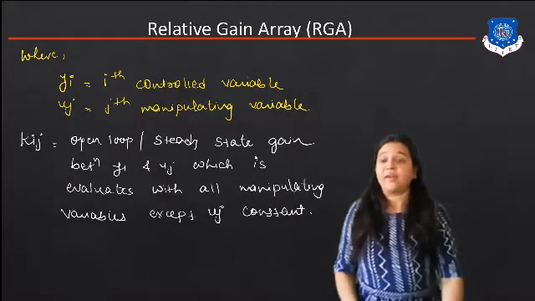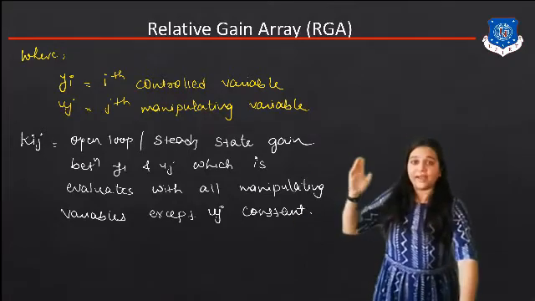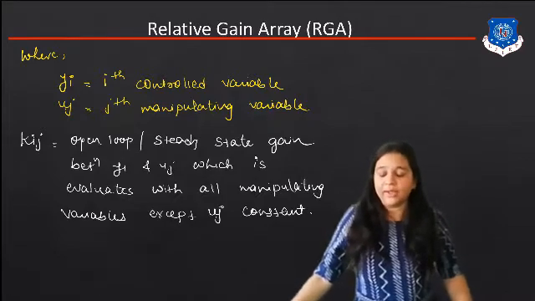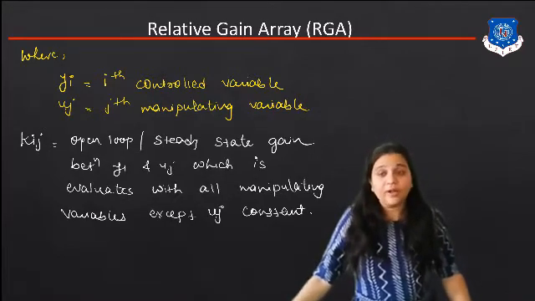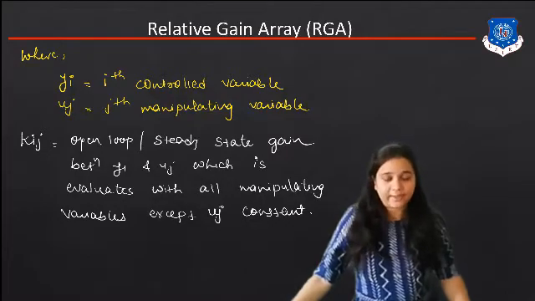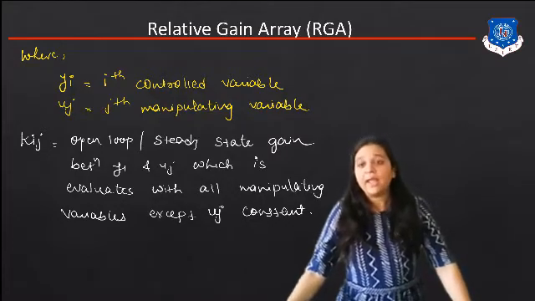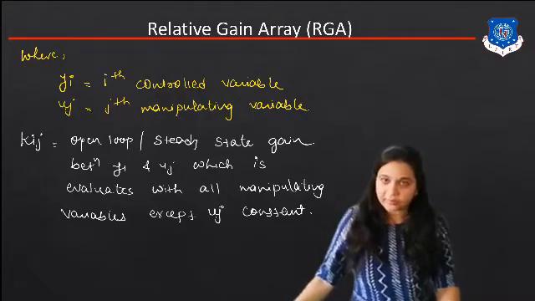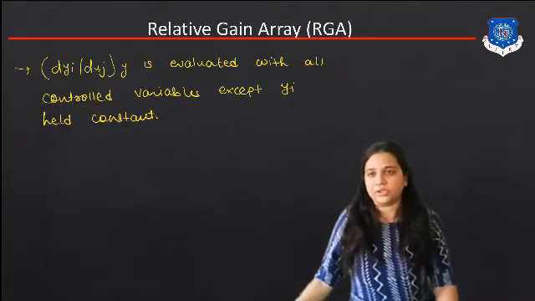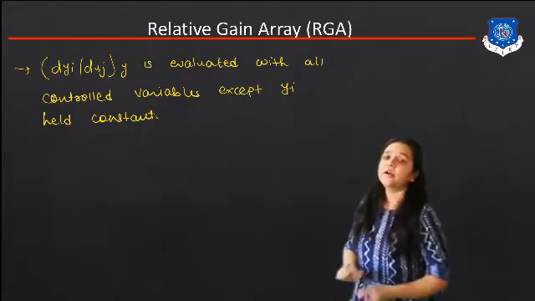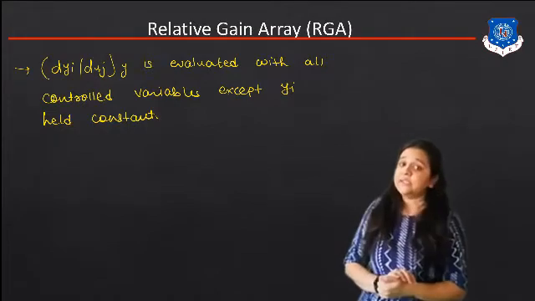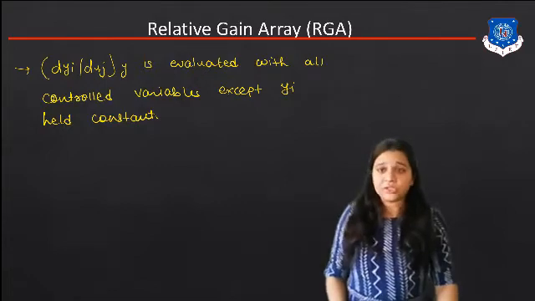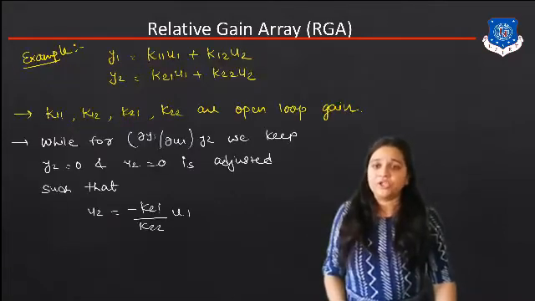Here yi is the ith control variable and uj is the jth manipulated variable, and kij is the open loop steady state gain between yi and uj, which is evaluated with all manipulated variables except uj held constant. Now dy upon duj is evaluated with all control variables except yi held constant. We can take yi as a constant variable.